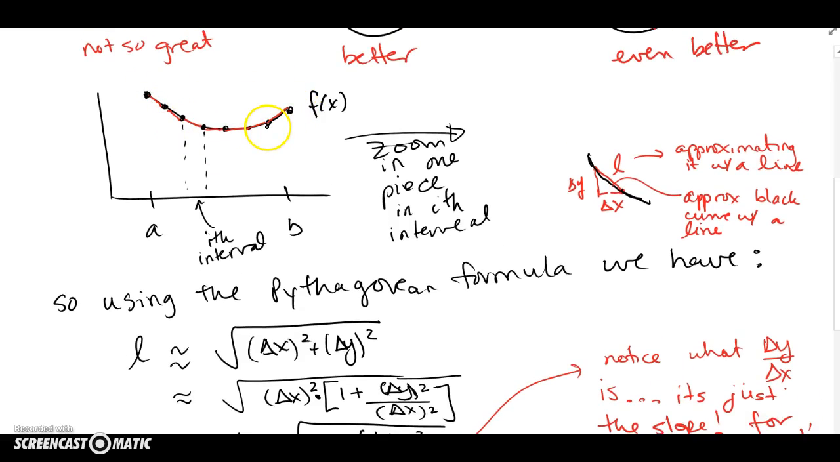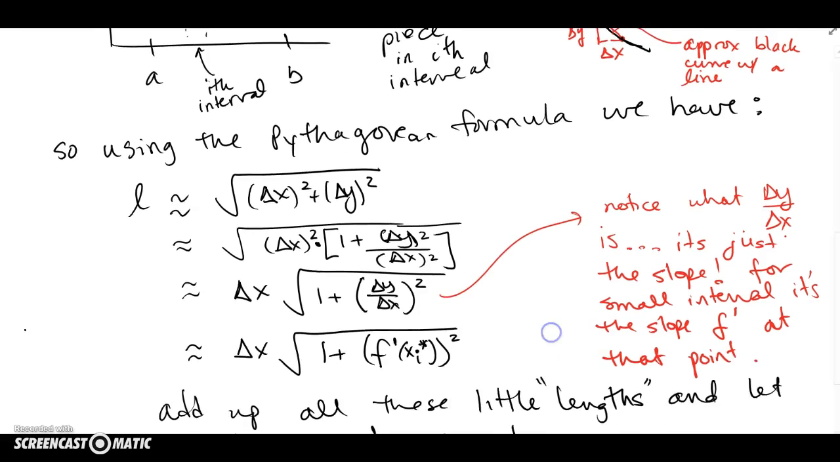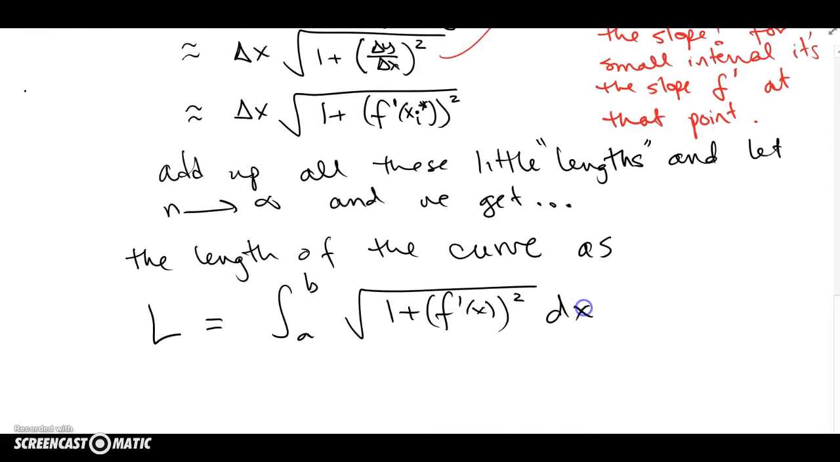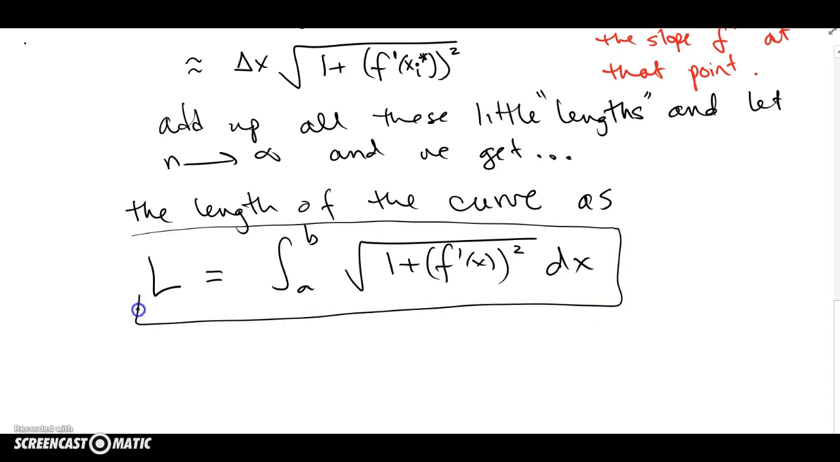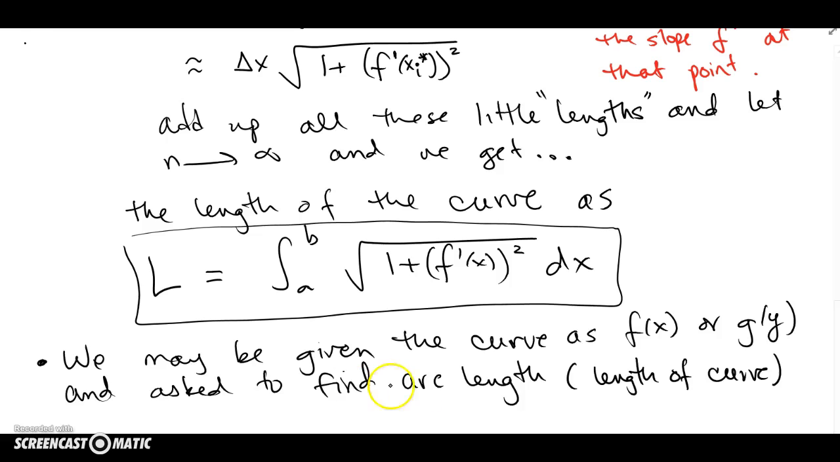And we got there through the process of approximating little segments and then letting n go to infinity and adding up a whole bunch of them and getting to the integral. So this is the important idea, but we can look at this in two different ways. We may be given the curve as a function of x or a function of y and asked to find the arc length for it. In other words, the length of that curve.